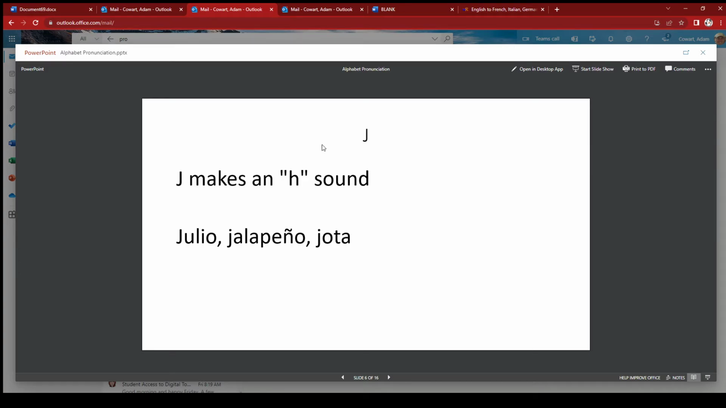Okay? Now the J makes a h, like an H. A J is kind of like the Spanish version of our H. So this is pronounced Julio, jalapeno, jota. Julio, jalapeno, jota. So there you go.